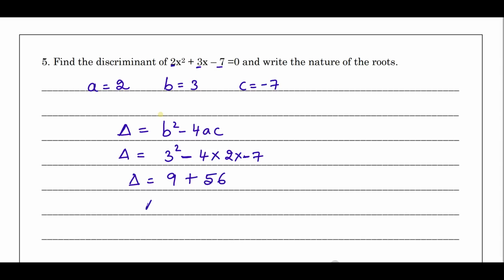Delta equals what? 65. 9 plus 56 is 65. Now here, the value of delta is greater than 0. That means the roots are real and distinct.